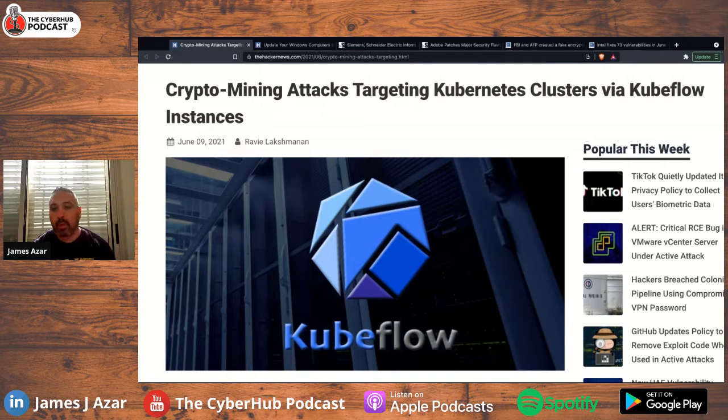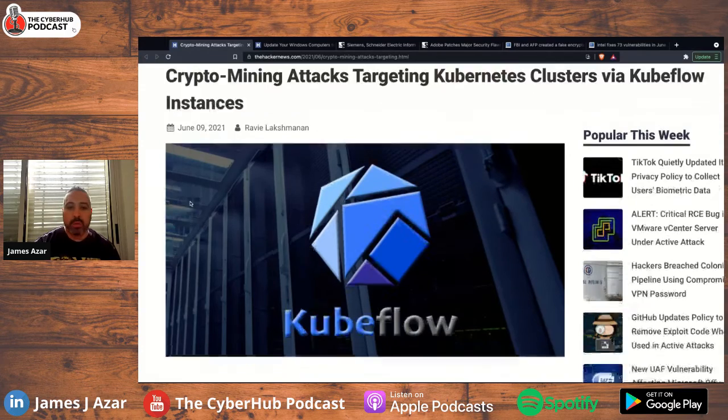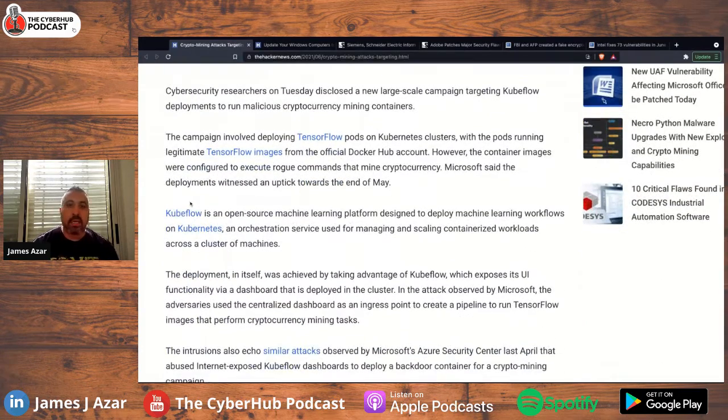Here we go. A crypto mining attack that's targeting Kubernetes clusters via the Kubeflow instances. Yesterday on the live, we talked about the Windows containers and how they're being used in order to exploit Kubernetes clusters. Now we're seeing an additional crypto mining attack targeting Kubernetes clusters through Kubeflow instances. Security researchers on Tuesday disclosed a new large-scale attack campaign targeting Kubeflow deployments to run malicious cryptocurrency mining containers.